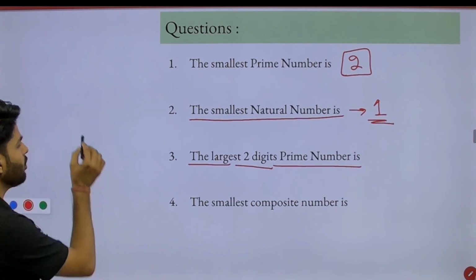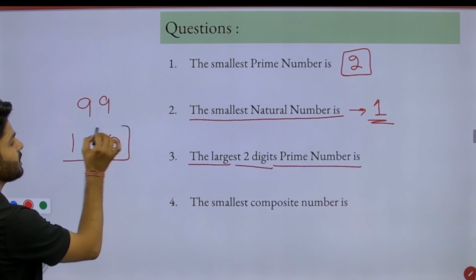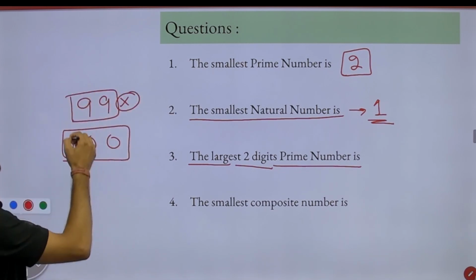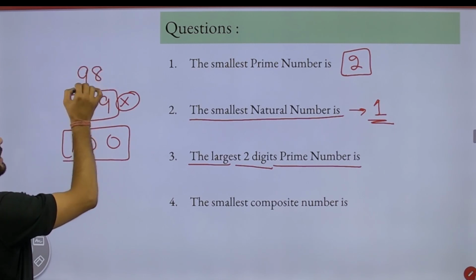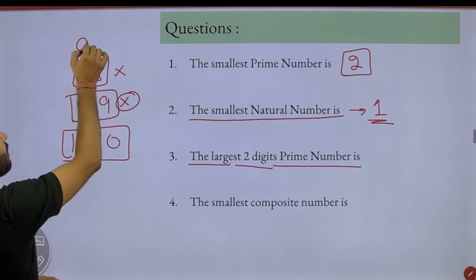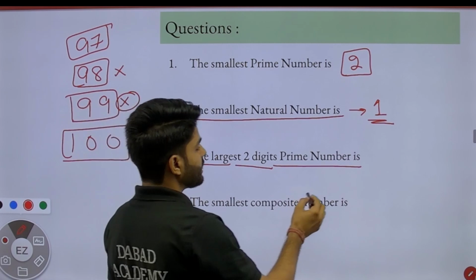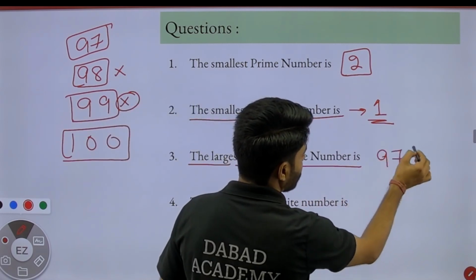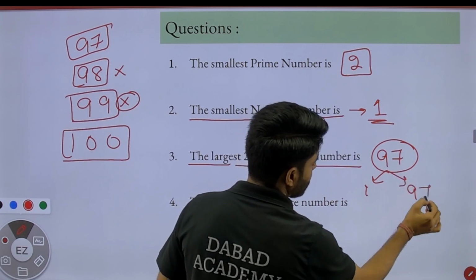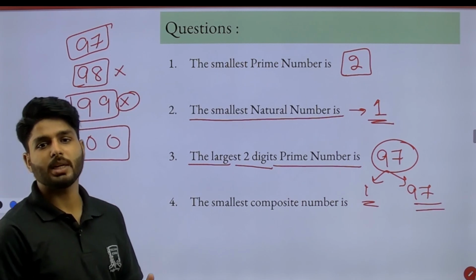If we talk about only the largest two digit number, we all know that is 99. After 99 we have 100, which has 3 digits, but 99 is not a prime number. So what comes before 99, that is 98, and 98 is an even number, so it is also not prime. Before 98 we have 97, so 97 is the largest two digit prime number. That number has only two factors, 1 and 97, and we all know any number which has only two factors is called a prime number.